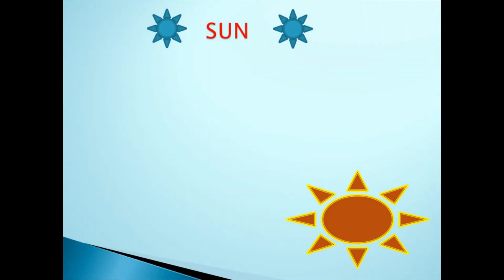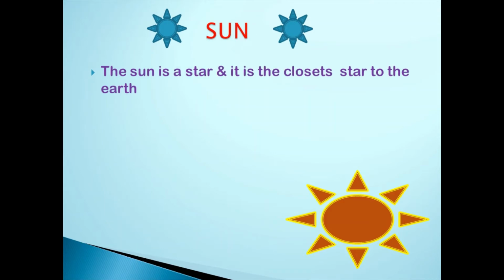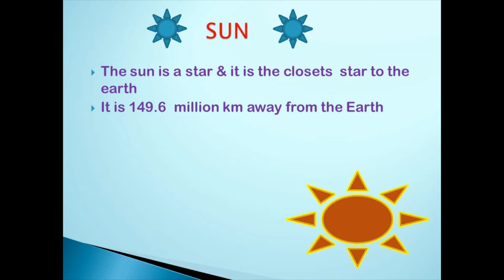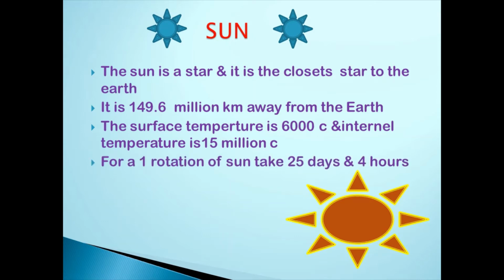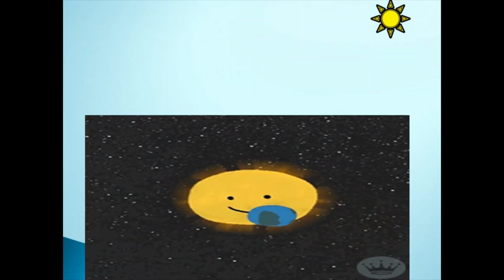Let us study the members of the solar system. Sun. The Sun is a star and it is the closest star to the Earth. It is 149.6 million kilometers away from the Earth. The surface temperature is 6000 degrees Celsius and the internal temperature is 15 million degrees Celsius. One rotation of the Sun takes 25 days and 4 hours. It is 109 times the size of the Earth.